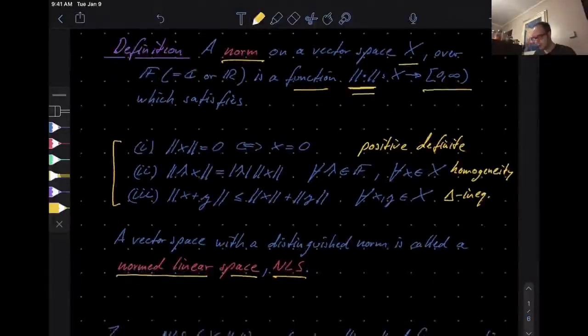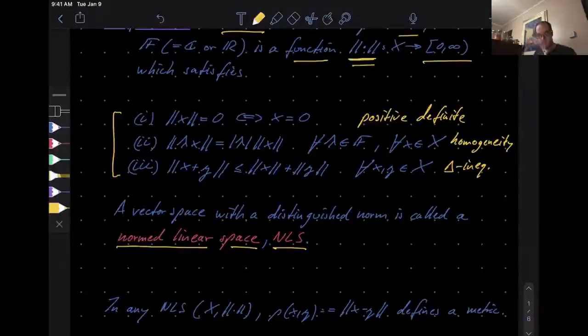Okay, good. Now, very important to notice is that any normed linear space, so here's our standard notation for it, this will always be a vector space X and then, well, the distinguished norm on it. There might be infinitely many norms on one given vector space, so if we talk about a distinguished norm, we should indicate that, and that's what I try to achieve here with this notation.